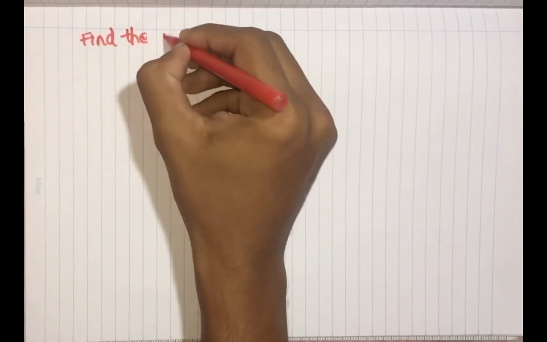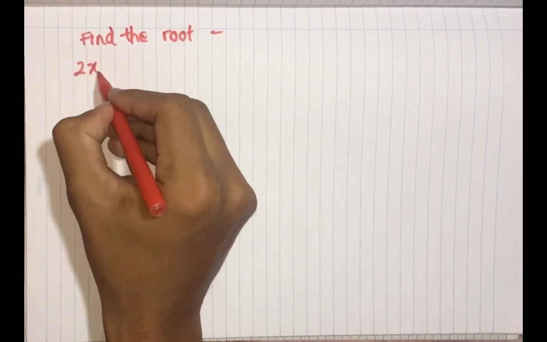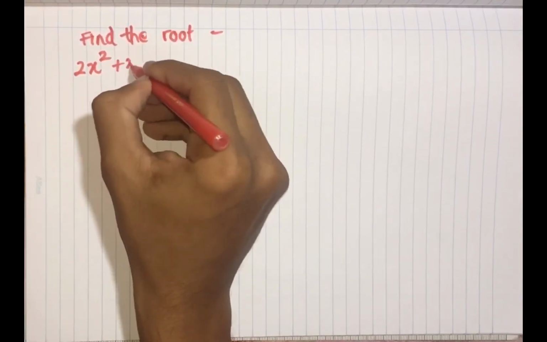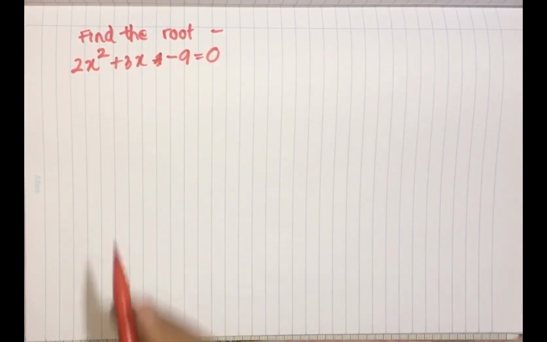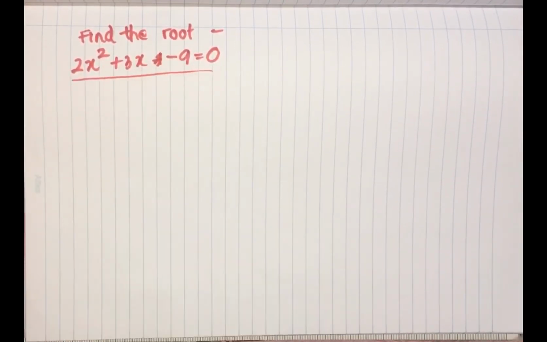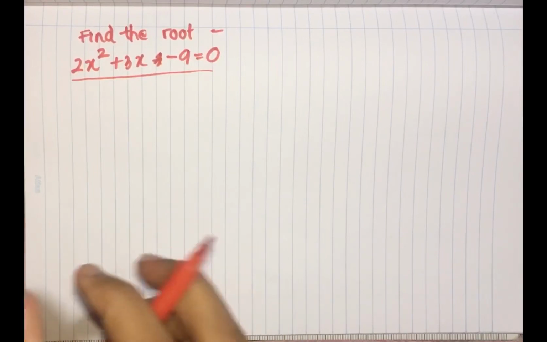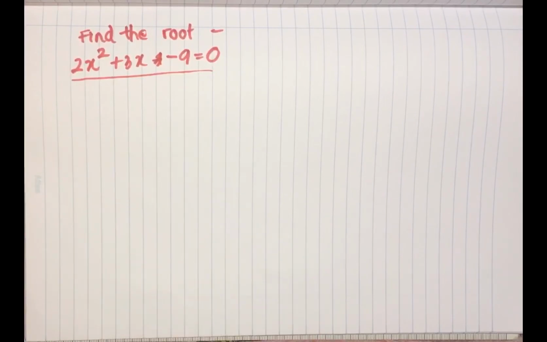How do you solve quadratic equations by factorizing? They will say you find the root. Let us take the example 2x squared plus 3x minus 9 is equal to 0. You also know that these are the equations you get for a graph. You draw the maximum graph, minimum graph, and then find the root. Root means where the graph cuts the x-axis.